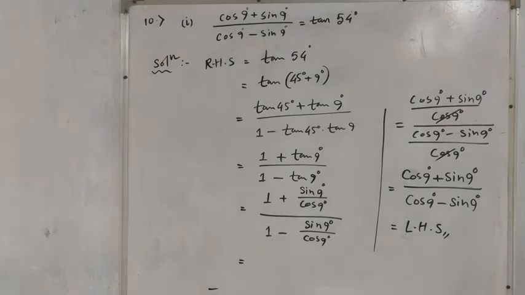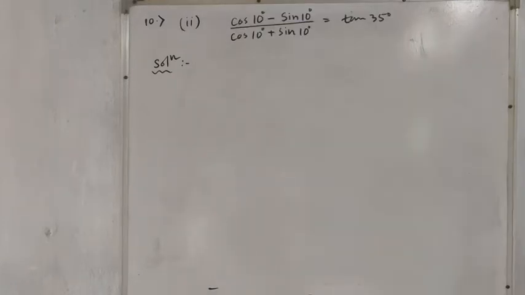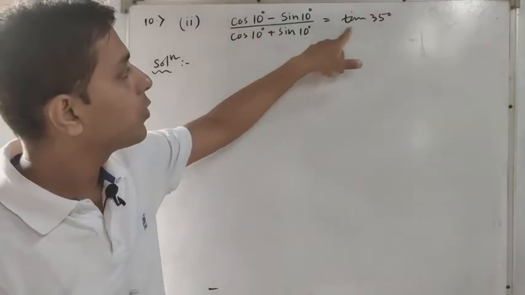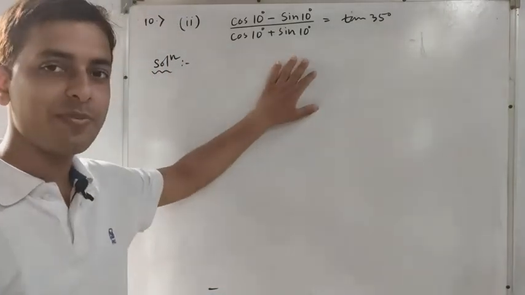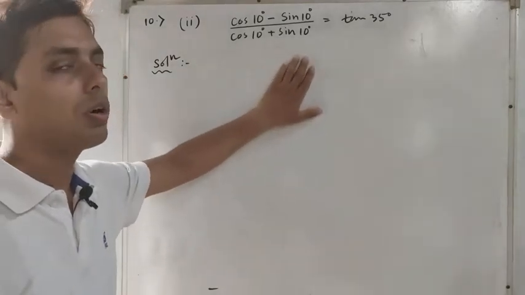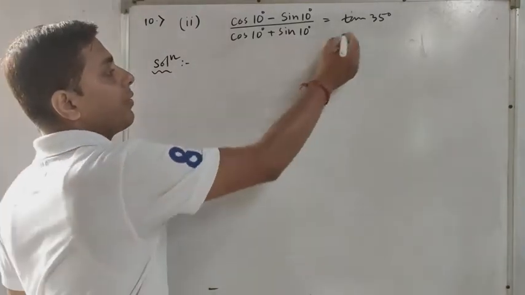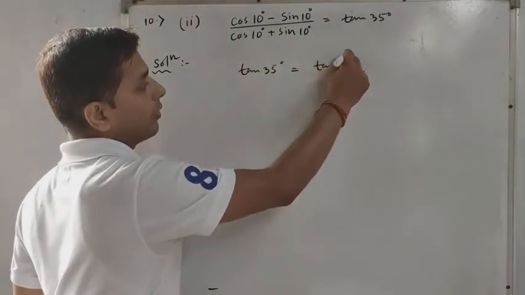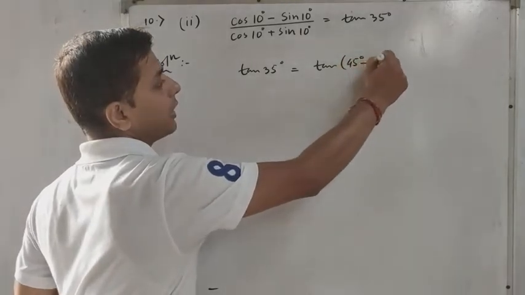The next question, tan B is there and tan number 2 is there. I'll give you a hint on how to solve that. Okay, this is the next question. Cos 10 degree minus sin 10 degree divided by cos 10 degree plus sin 10 degree is equal to tan 35 degree. I'm not going to solve this for you. You have to solve it yourself. I'm just going to show the hint. 35 degree is there, so tan 35 degree we can write as tan 45 degree minus 10 degree.